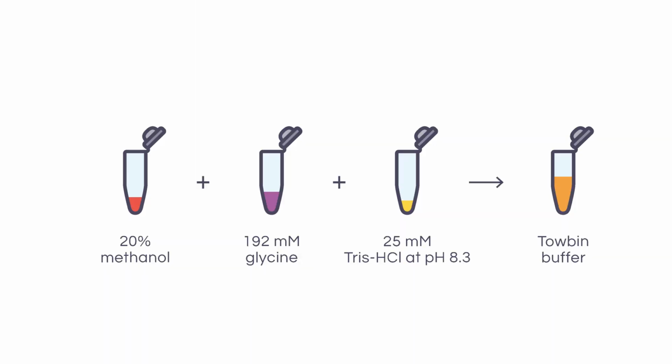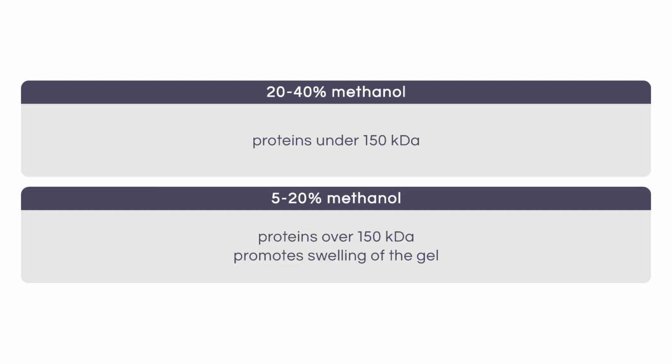The Towbin buffer, also known as the Tris-glycine buffer, typically has 20% methanol. But if you're going to look at proteins that are very big, you may want to adjust that concentration for something between 20 and 5%. If you're looking at small proteins, you will probably want to increase the concentration of methanol in your transfer buffer, something between 20 and 40%.